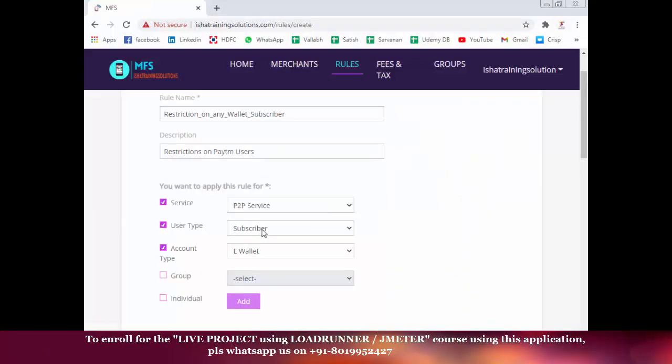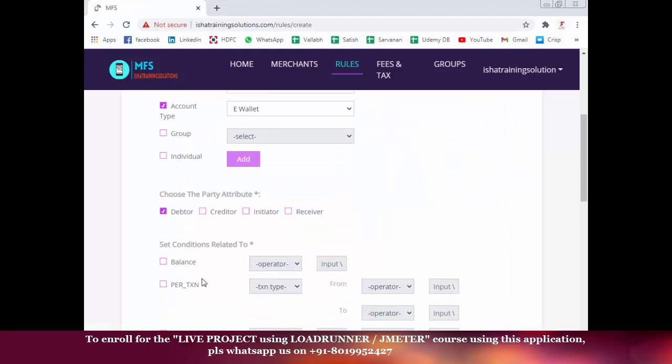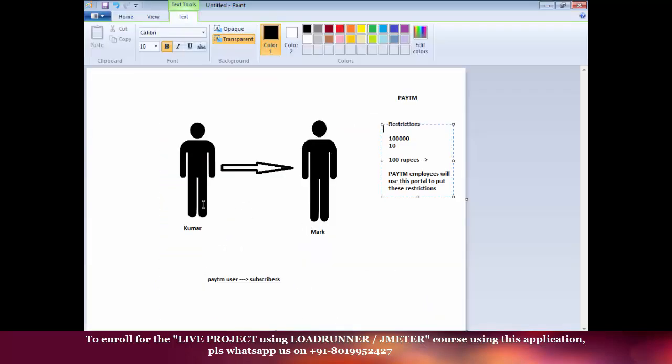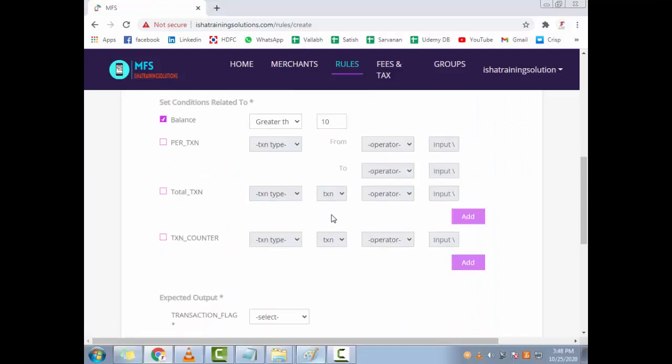Kumar is a subscriber, and this is a P2P service, person to person service, and it is an e-wallet. First, Kumar should have a minimum balance greater than or equal to 10 rupees, let's assume. To initiate a transaction and send the money to Mark, the minimum balance Kumar should have is 10 rupees. Per transaction, how much can Kumar send to Mark?